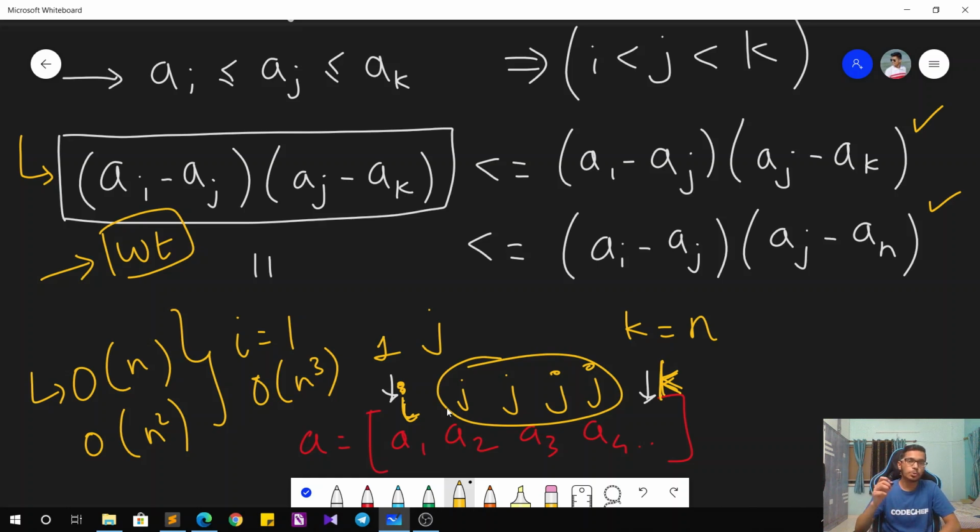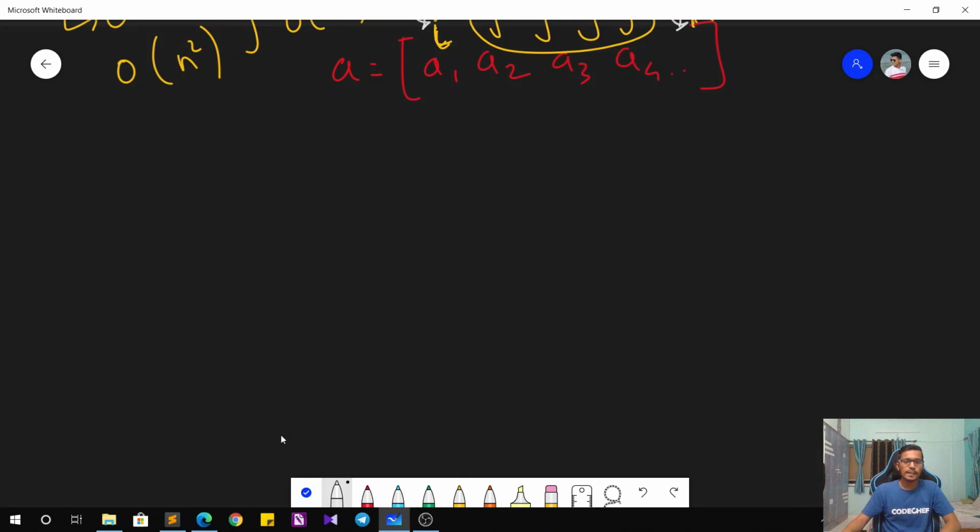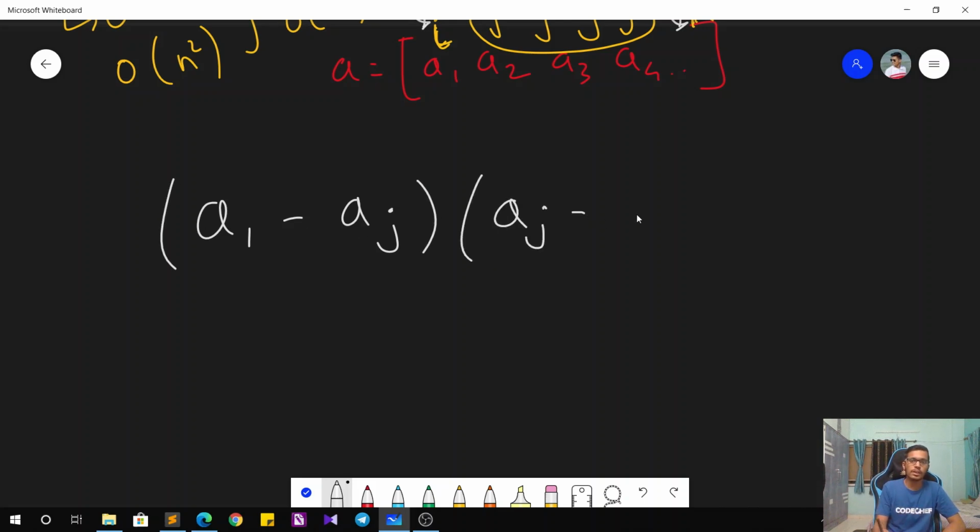Again, we have to dive deep into this expression. The answer lies in this expression only. If you see, now we have fixed two of the indices, that is i and k. So we can say that the expression is now like this. Earlier it was (ai minus aj) into (aj minus ak). Now the expression has become (a1 minus aj) into (aj minus an), right?